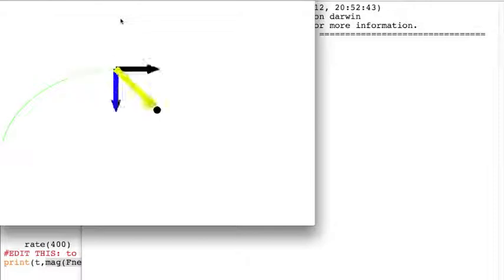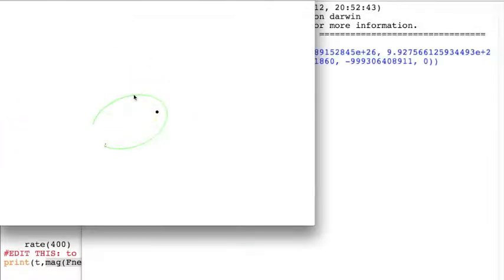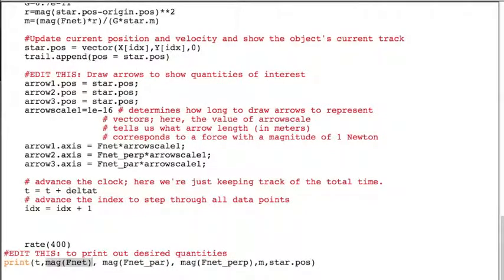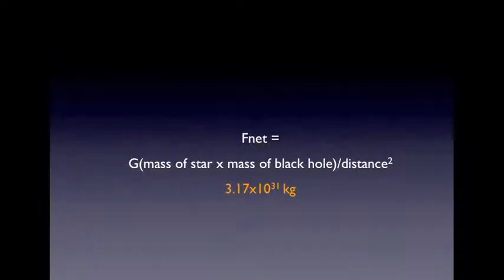As you can see, when we run the program, we see a simulation of the star traveling around the black hole. And in our print statement, we have this value, which represents the net force acting on the star. We now have a calculated estimate of the net force and can calculate the mass of the black hole. Using the universal law of gravity, we can insert our own known values and solve for the mass of the black hole, which is evaluated to be roughly 3.17 times 10 to the 31st kilograms.